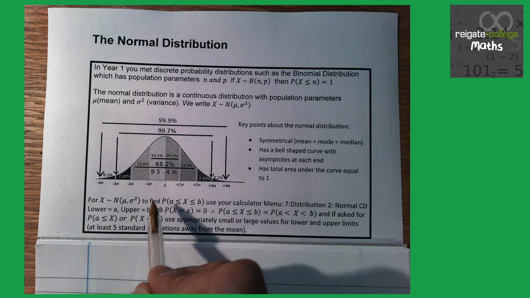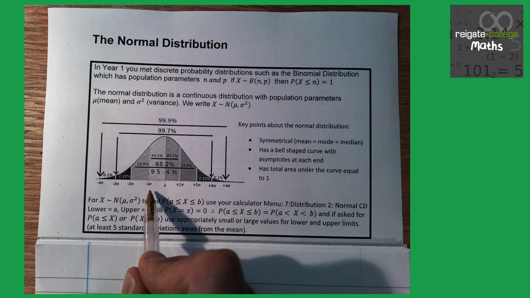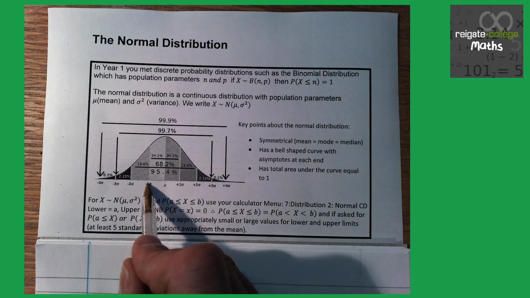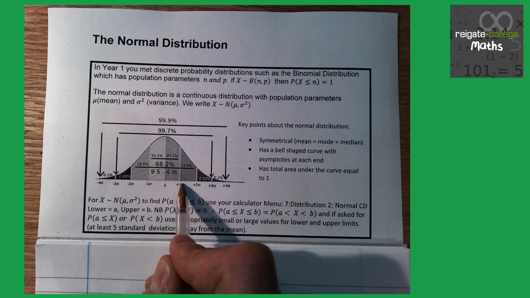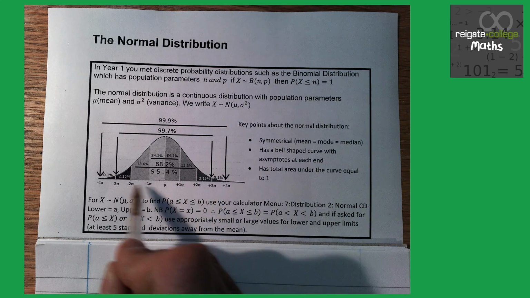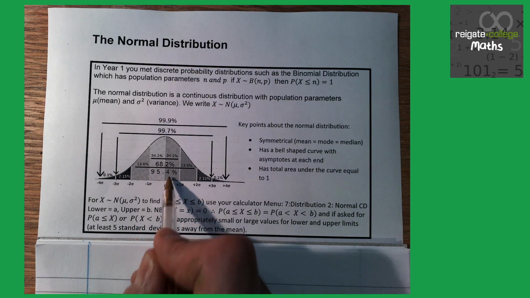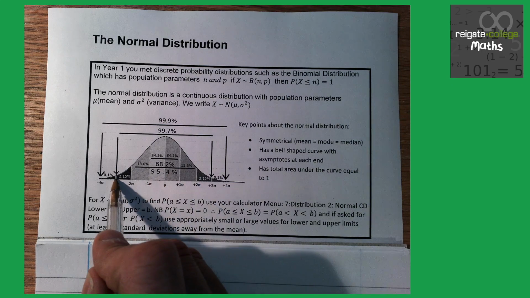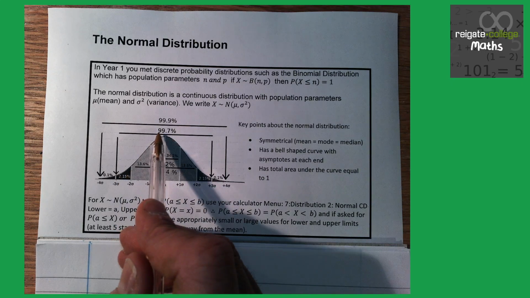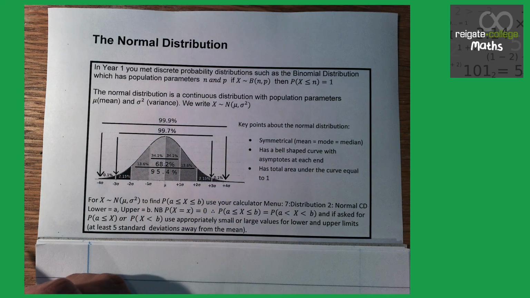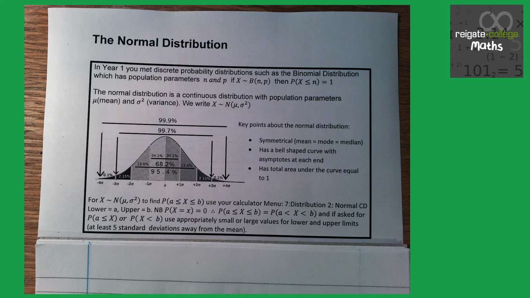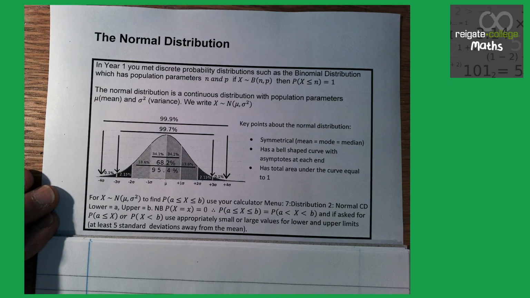Now those are numbers that you should remember. Within 1 standard deviation either side of the mean is 68% of our population. 2 standard deviations either side of the mean is 95.4% of our population, and 3 standard deviations either side gives us 99.7% of our population. For all practical purposes, that's really our whole population. So let's go and have a look at some questions which use that.